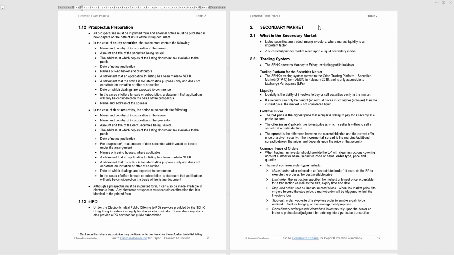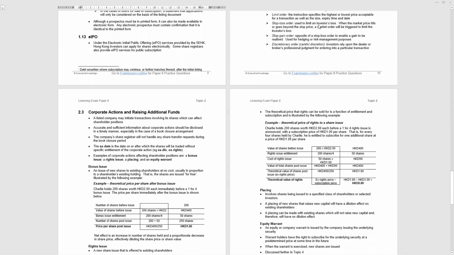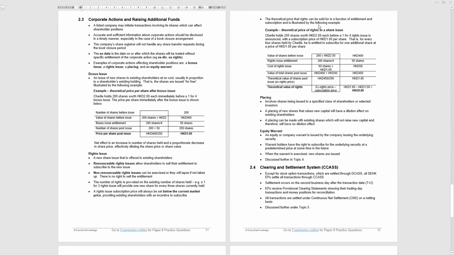Now, discretionary order we've seen examined. Investors rely upon the dealer or broker's professional judgment for entering into a particular transaction. The way they can examine this is to give you a scenario and ask you what type of order it is. And we've seen a few times they've been looking for discretionary order.